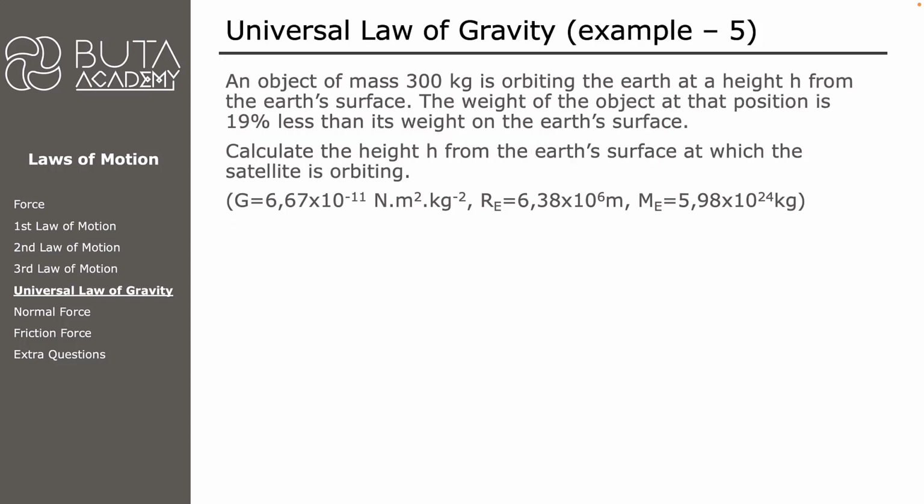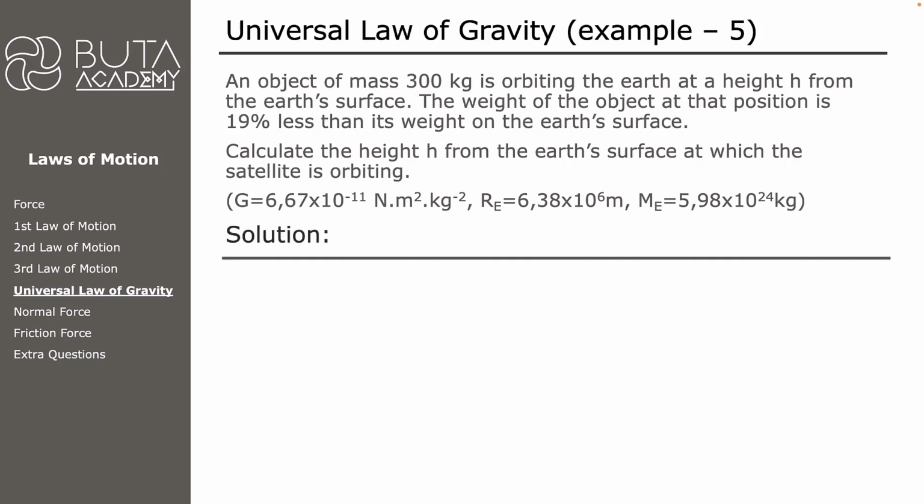Even though the next question is slightly more challenging than the one we have just solved, the solution will be very similar. According to this question, there is a 19% difference in the weights of an object on the surface of the Earth and while orbiting Earth. Our task is to calculate the height h from the Earth's surface at which the satellite is orbiting. Mass of the satellite is 300 kgs. As in the previous question, to solve this one, we will try to split the solution into two parts.